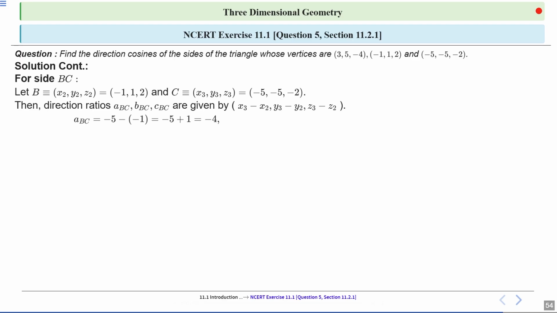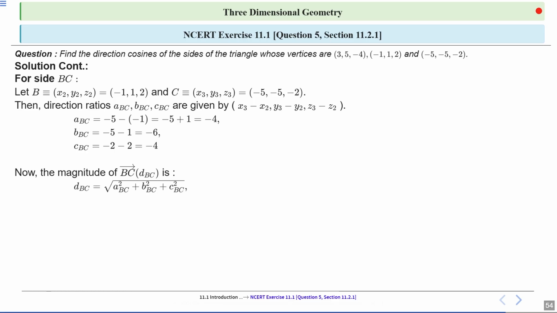So a_BC equals minus 5 minus of minus 1, equals minus 5 plus 1, equals minus 4. b_BC equals minus 5 minus 1 equals minus 6. c_BC equals minus 2 minus 2 equals minus 4. Now the magnitude of vector BC is d_BC equals square root of a_BC square plus b_BC square plus c_BC square.